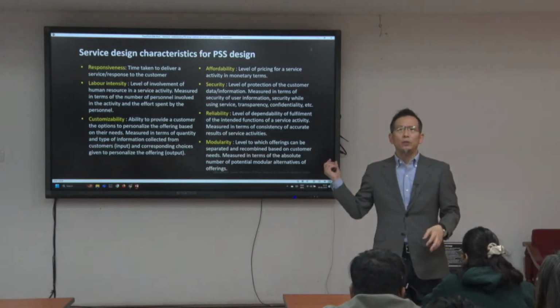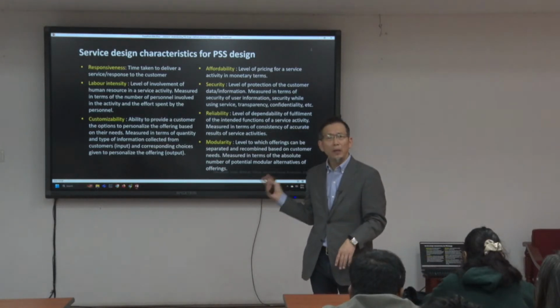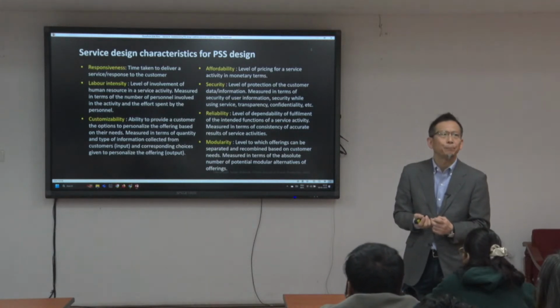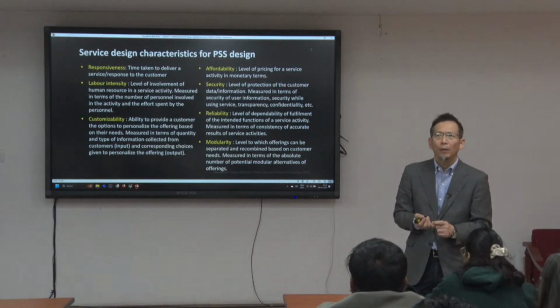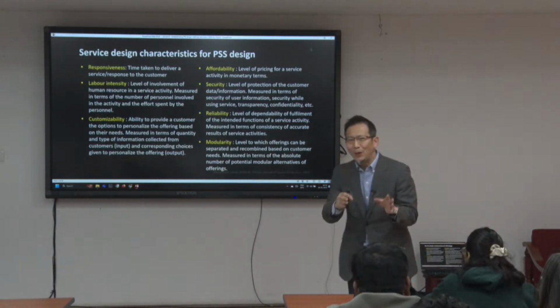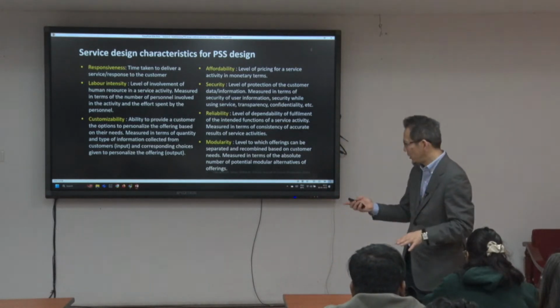Any more question? Then do you think of any other service design parameter category? There can be others. Okay, this is probably the question that you can think of in your project work.